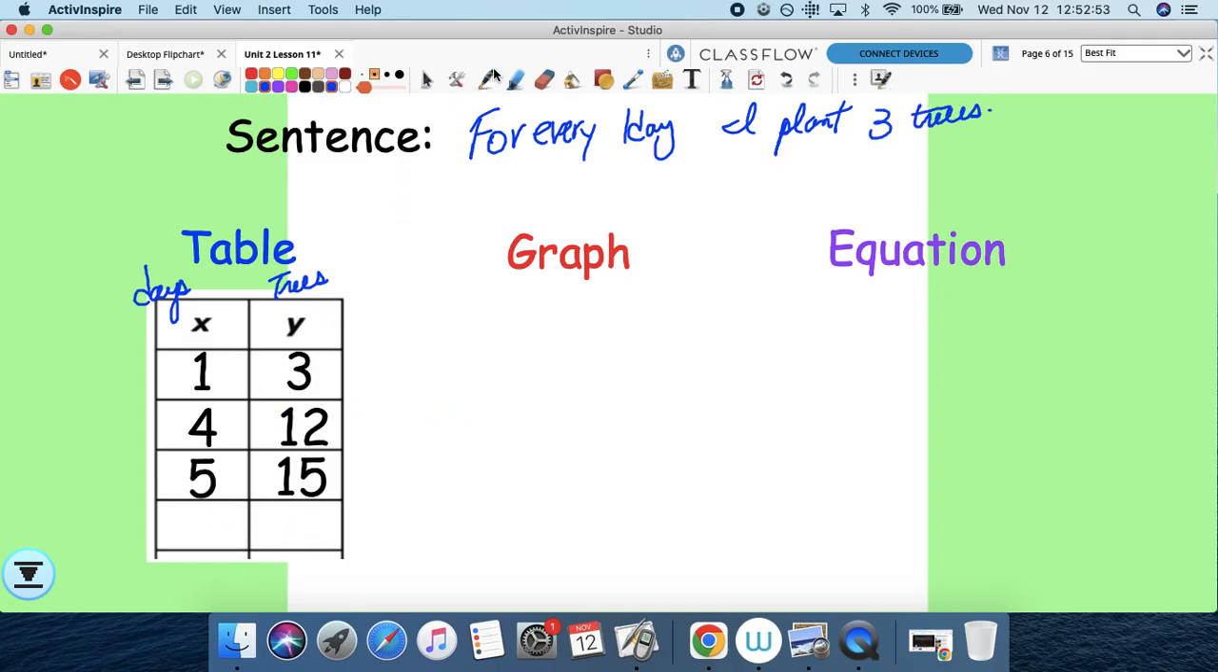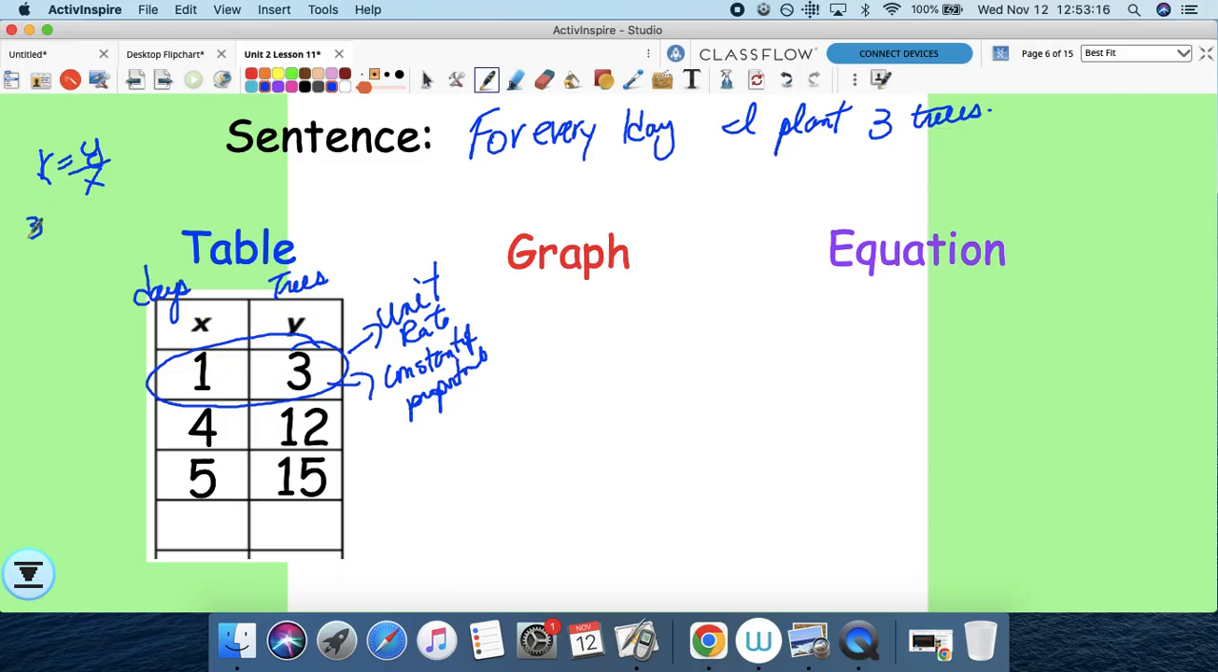Here's my graph. Can you find a constant of proportionality? Can you find the unit rate? Right here. Here's my unit rate. 3 is also my constant of proportionality. Notice that if I take any of these ordered pairs and divide y by x, 3 divided by 1 is 3, 12 over 4 is 3, 15 over 5 is 3, so it repeats over and over, right? So there's my constant of proportionality. So if I worked 10 days, how many trees did I plant? 30, right?